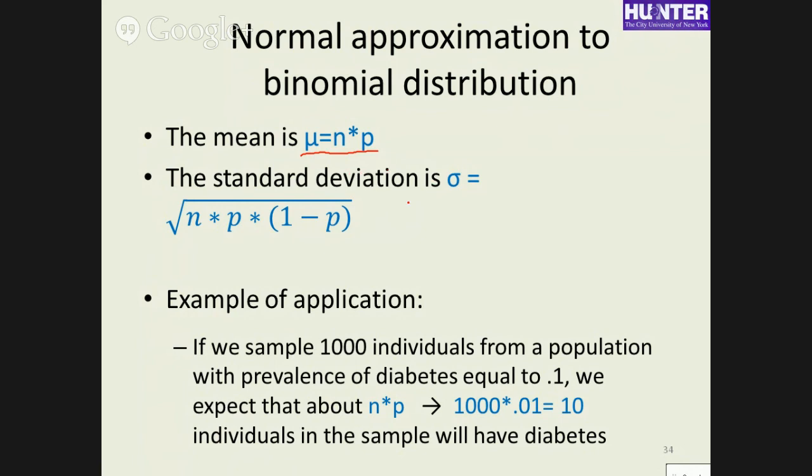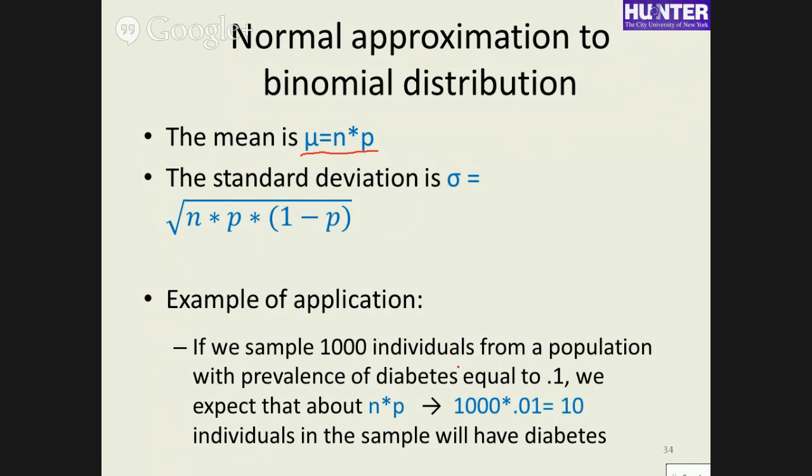And the standard deviation is the square root of n times p times 1 minus p. So in that example, it would be n equals 100 times 0.1 times 0.9. It turns out that a probability or prevalence around 0.5 has a larger standard deviation, it's broader, and something more like 0.1 or 0.9 is narrower. There's a narrower range of what you expect.